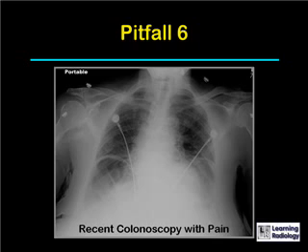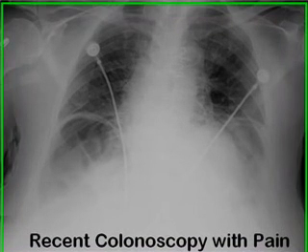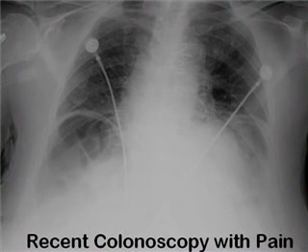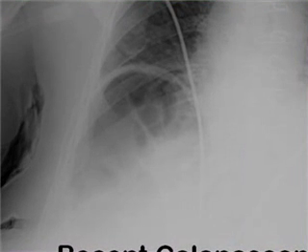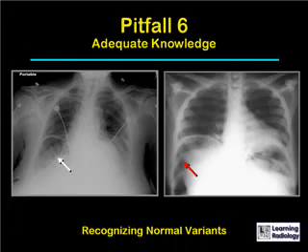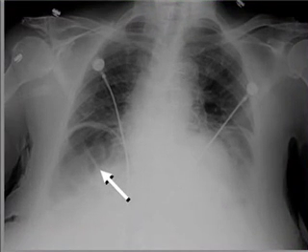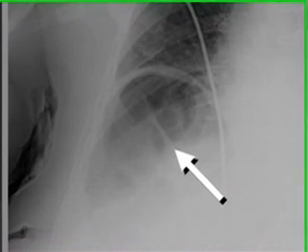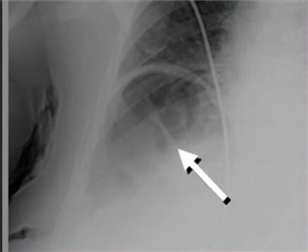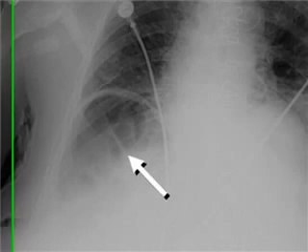So here's another example. This patient had recent colonoscopy and then began complaining of abdominal pain. A portable upright chest x-ray was obtained. What do you think? Well, if you were worried about free air beneath the right hemidiaphragm, this is an example of being able to recognize normal variants. If you look carefully, you'll see that there are several white transverse bands that cross the air in the right upper quadrant in the case that I showed you.